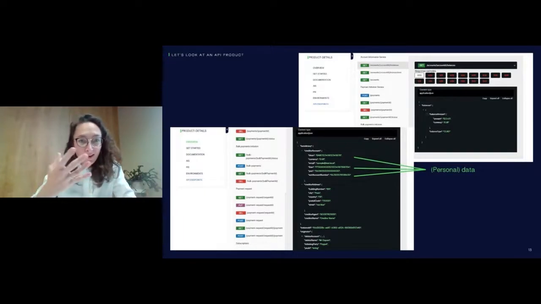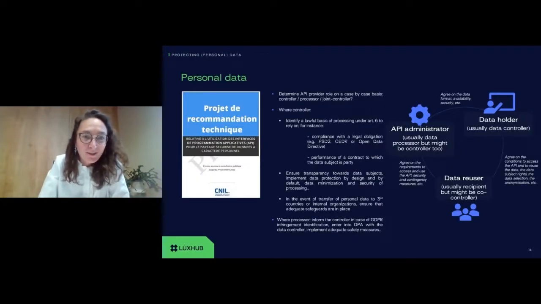So quite a lot of aspects to consider because, of course, personal data often raises a lot of questions, and a lot of people think directly here of GDPR, which is a very good reflex now. So we will start with the personal data.